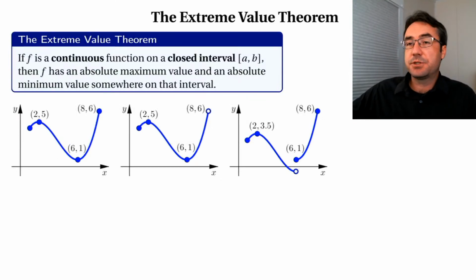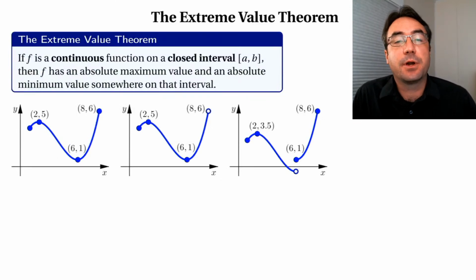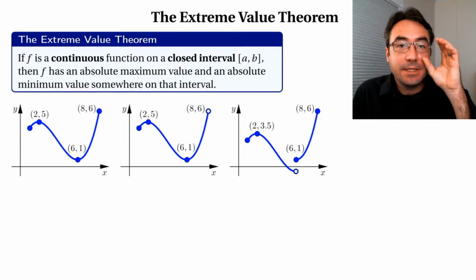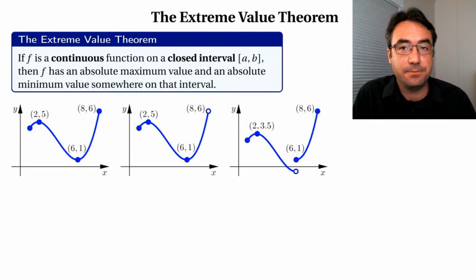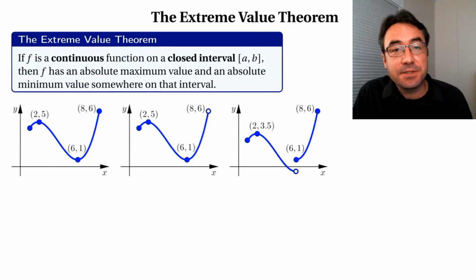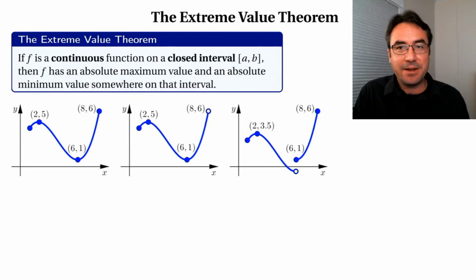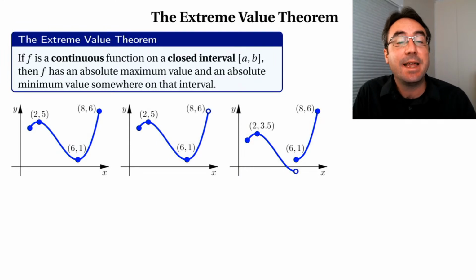So we're going to start by reading through the extreme value theorem. If f is a continuous function on a closed interval, then that function is guaranteed to have an absolute maximum and an absolute minimum value somewhere on that interval. So it's guaranteed to have a high point and a low point. Now the issue is this doesn't tell us where it happens. It could happen anywhere inside that interval, but somewhere in that interval we're guaranteed to have an absolute max and an absolute min.